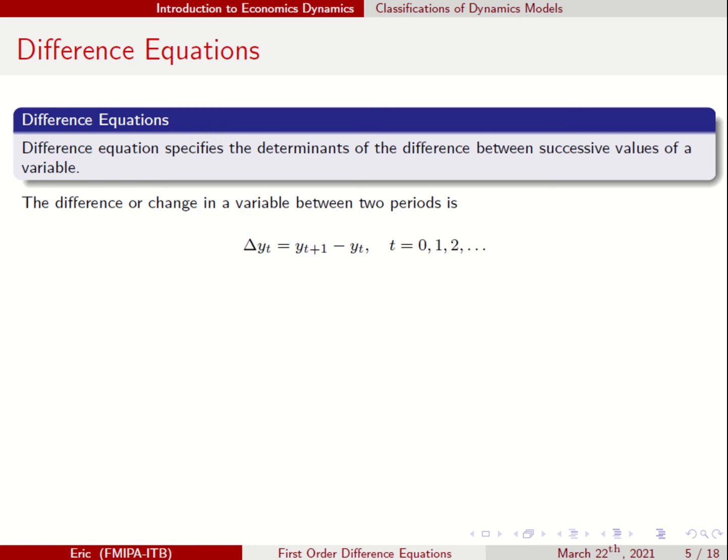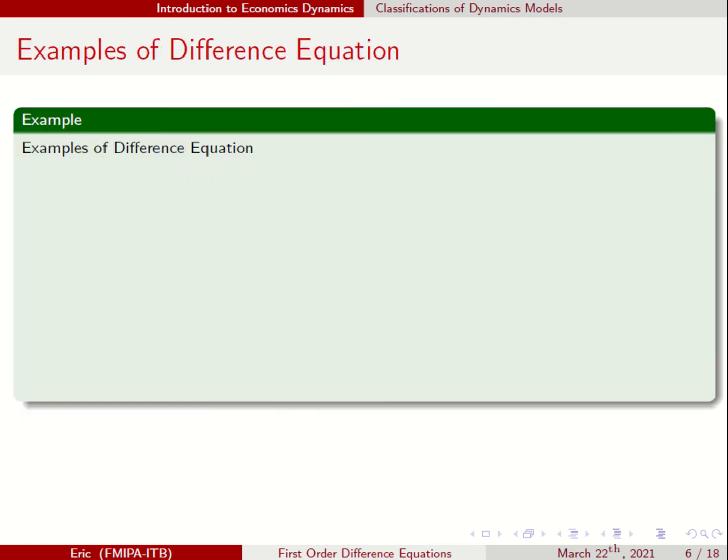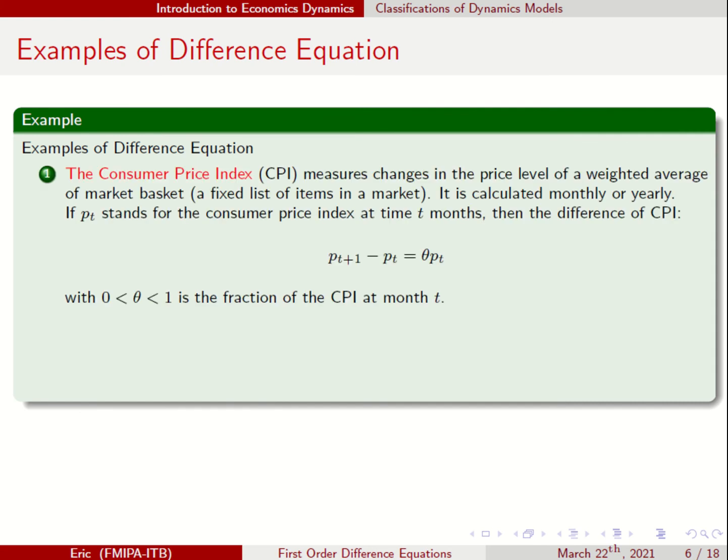The difference, or change, in the variable between two periods is delta yt. What is delta yt? That is yt plus 1 minus yt, the change over two periods that are one period apart, from t to t plus 1. So if you have an equation that involves this difference in a variable over time, you have what we usually call a difference equation.